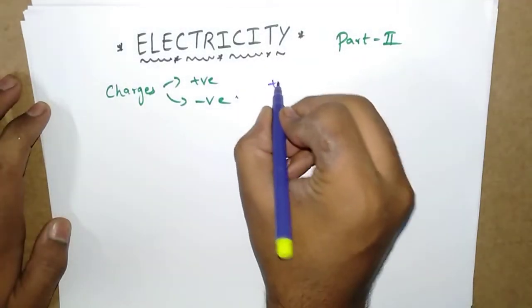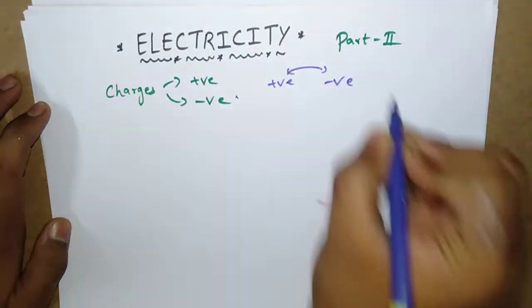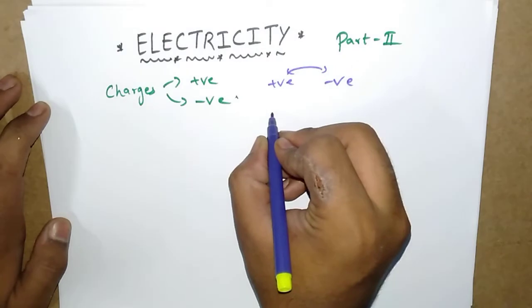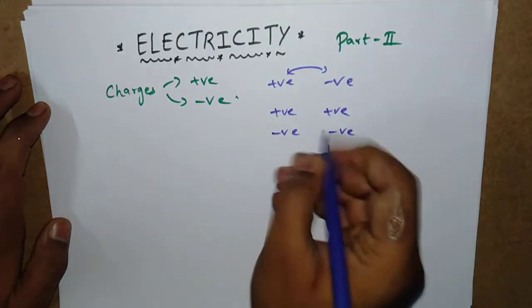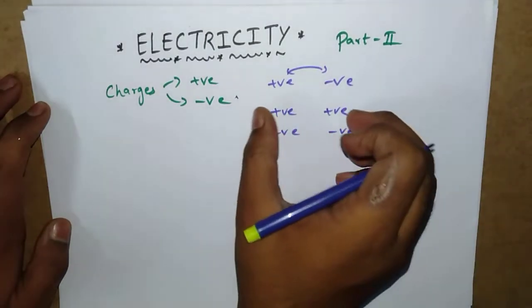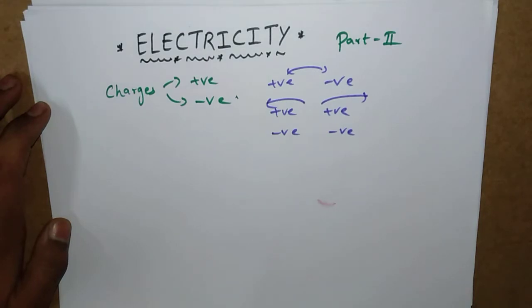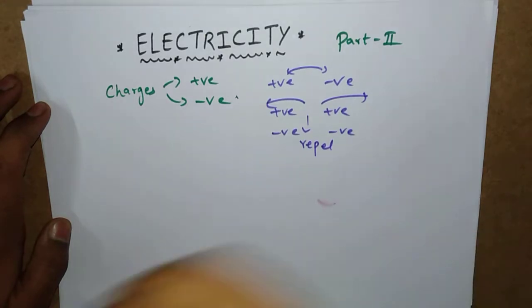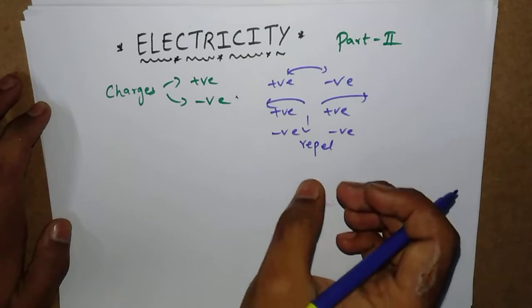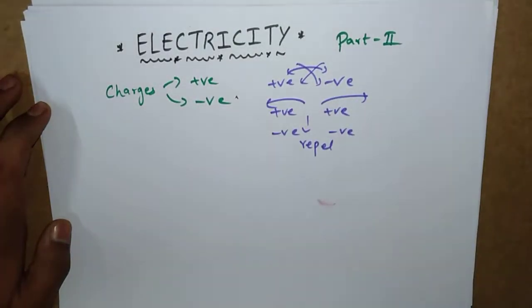As I said, unlike charges, meaning one positive charge and one negative charge, will always attract each other. And like charges, positive and positive or negative and negative, if two like charges come near each other, they will try to go far away from each other. It means repulsion will occur. Like charges always repel each other, and unlike charges always attract each other.